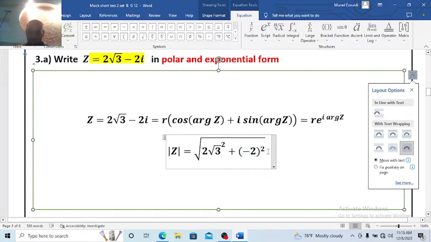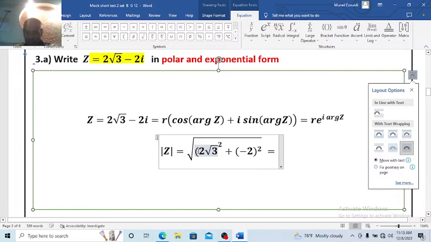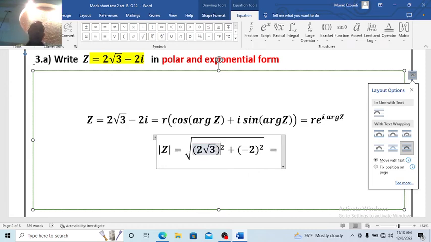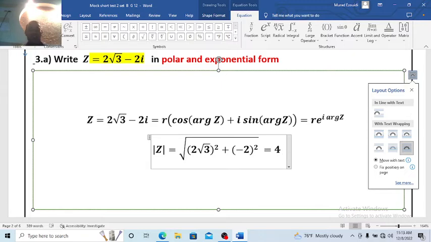Therefore, this one equals, my learners, you can use a calculator, the square root of 16. The square of 2 root of 3 is 12, plus 4 is the square root of 16, which is 4. Therefore, I find the magnitude, or the absolute value of z, or the modulus of z, which is 4. I now need, my learners, to find the argument of z.